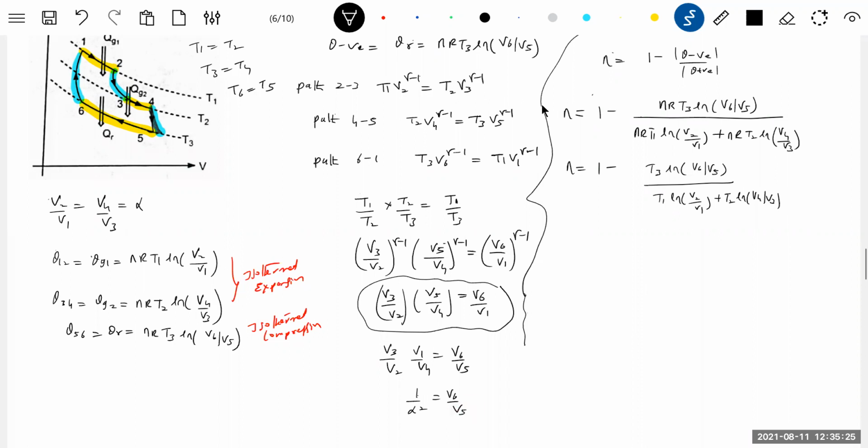This now we can replace there. One by alpha square by T1 log of V2 by V1 is alpha. V4 by V3 is alpha. Then this will become T1 plus T2 minus 2T3 by T1 plus T2.